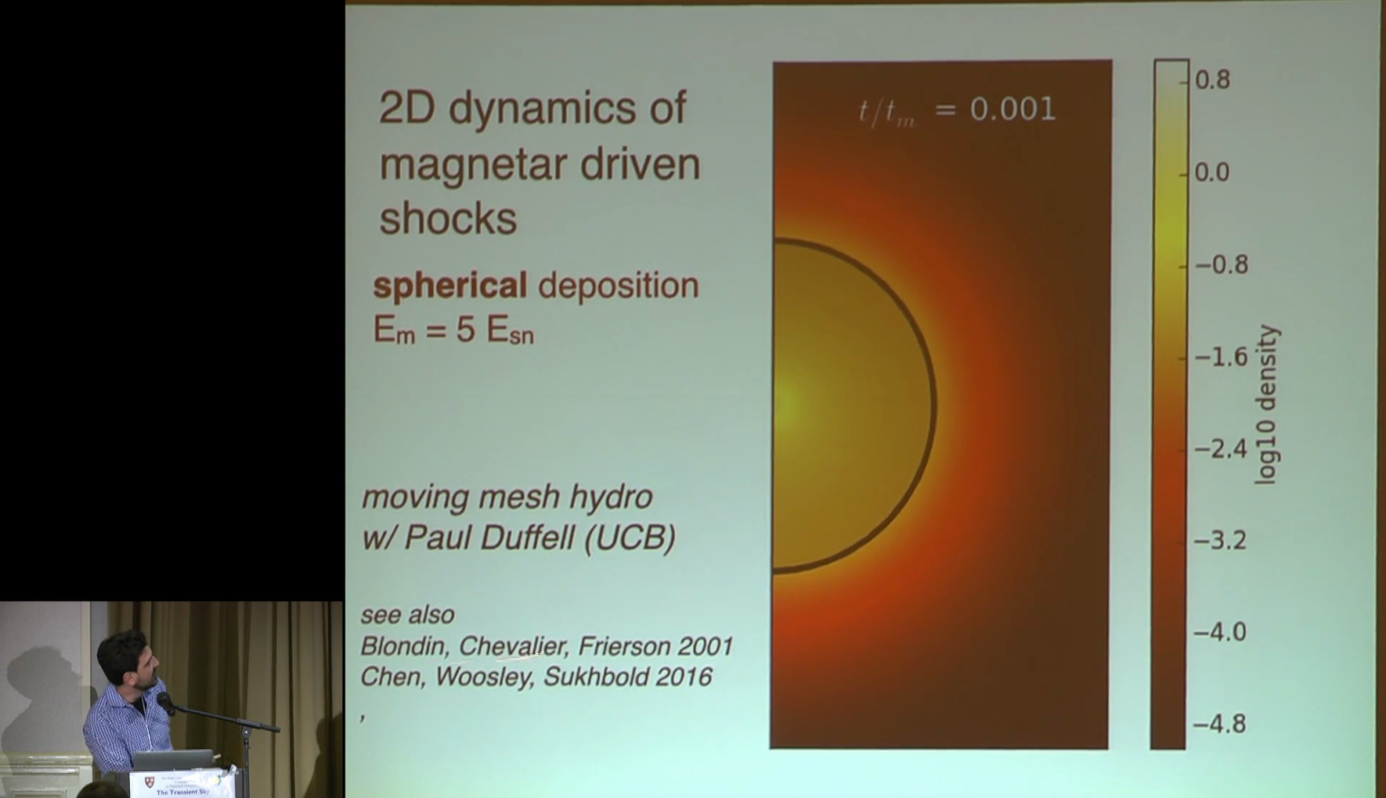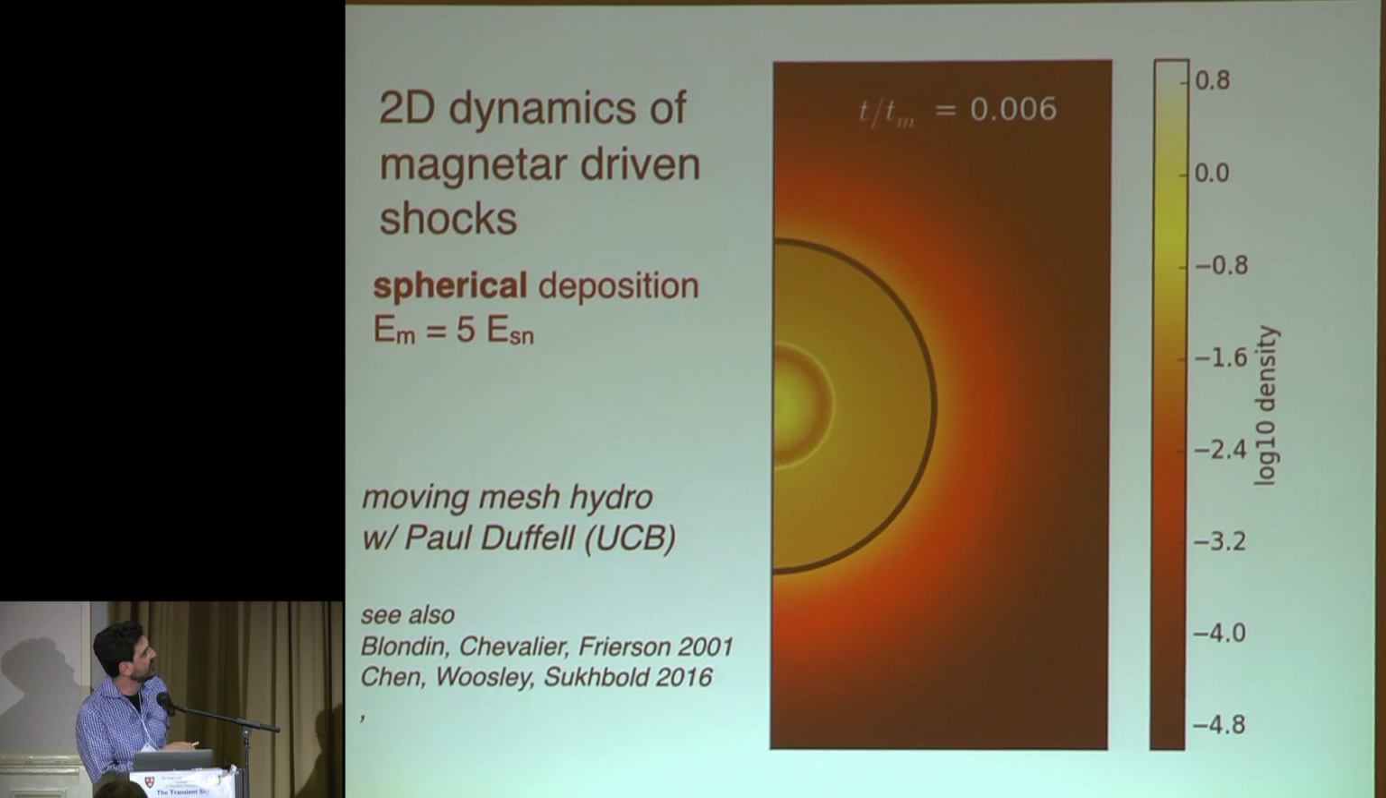And I should mention that similar work was done in the context of the pulsar wind nebula by Blondin back in 2001, and there was just a very nice paper by Chen, Woosley and Sukhbold on a similar basic setup of the hydrodynamics here. So you can see what happens in multi-dimensions.